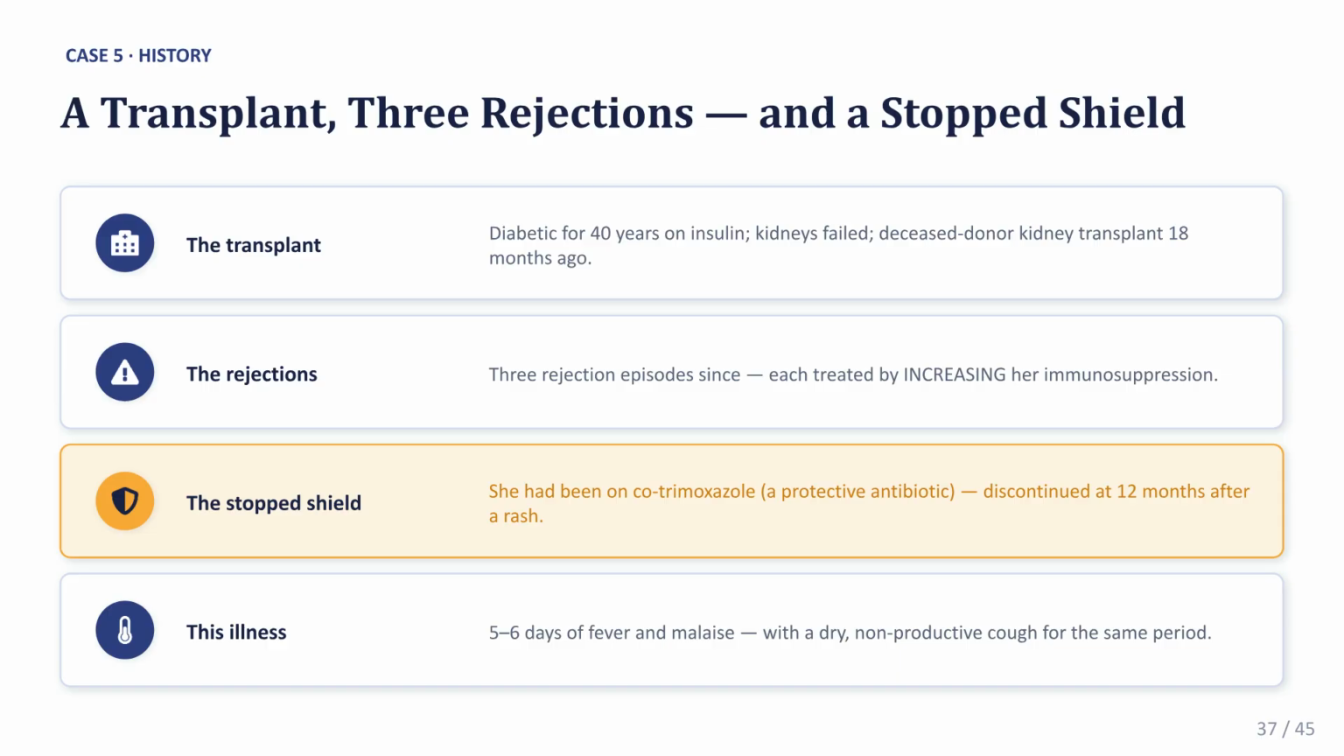Her medical history is a stack of risks. Her immunity is intentionally lowered to save her transplanted kidney. Crucially, her protective antibiotic, cotrimoxazole, was stopped at 12 months due to a rash. Now she presents with days of fever and a dry, non-productive cough. When an immune system is suppressed, the usual rules of fever change.